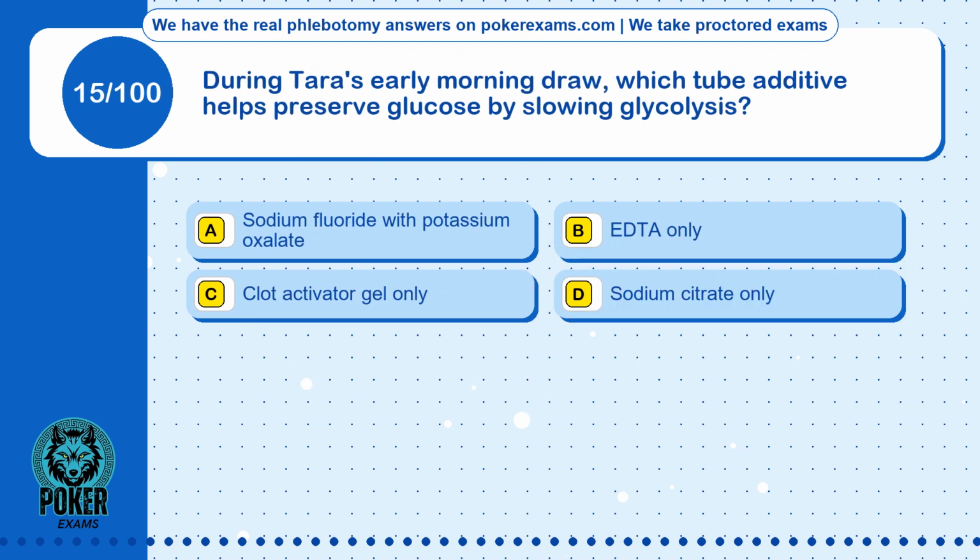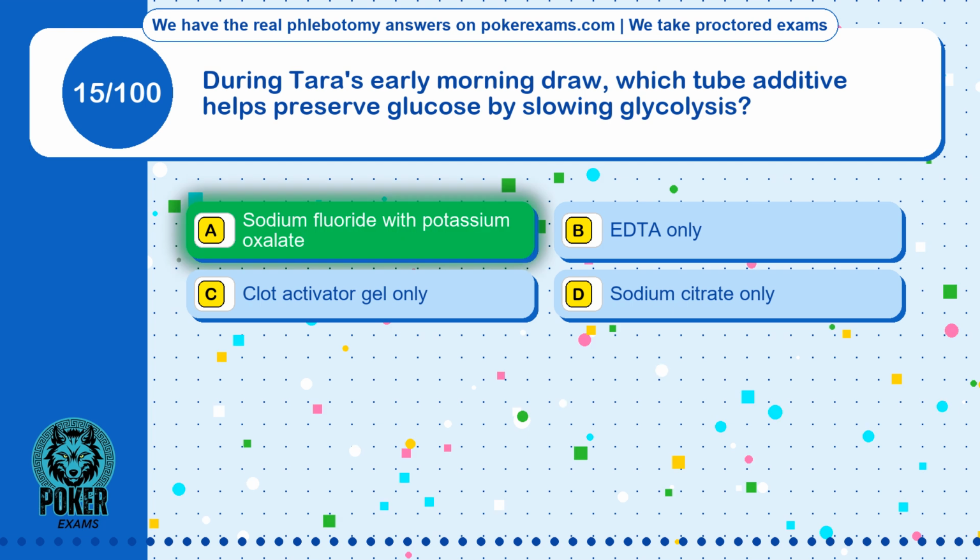Question 15. During Tara's early morning draw, which tube additive helps preserve glucose by slowing glycolysis? Option A, sodium fluoride with potassium oxalate. Option B, EDTA only. Option C, clot activator gel only. Option D, sodium citrate only. The correct answer is option A.